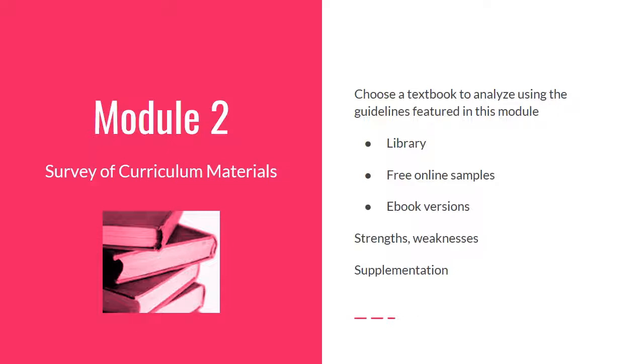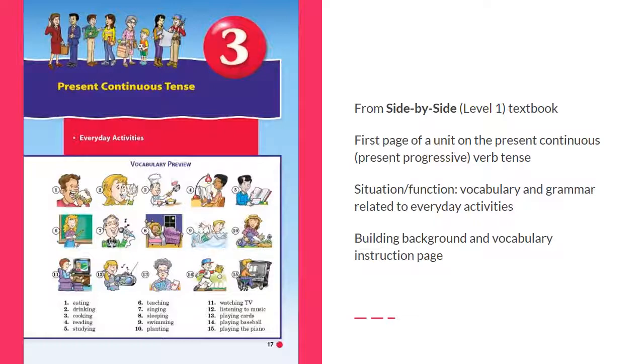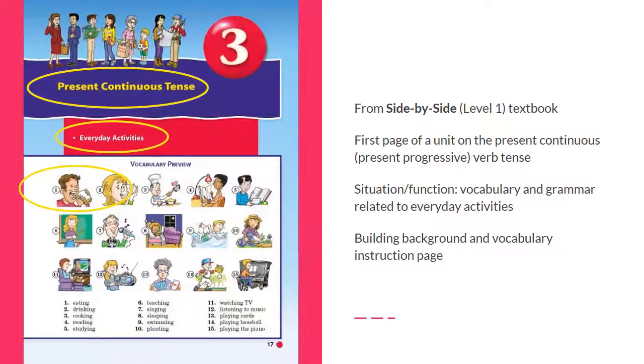So here is an example of how to look at a unit from a textbook. This is the first page of a unit in the beginning ESL textbook called Side by Side. You will notice the theme is the present continuous verb tense, and the situation or communicative function of the unit is everyday activities. On this page, it seeks to build students' background knowledge of key verbs in the continuous tense by using color illustrations, which is effective and student-friendly.